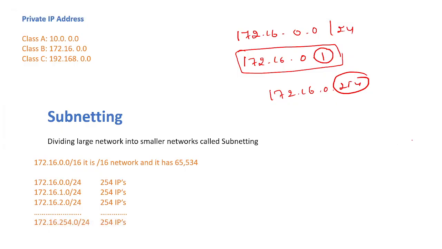And one more thing I missed to tell you. Now I will write one IP address. You need to tell me whether it is a valid IP or not. Say for example, 172.16.0.1. Is it a valid IP?